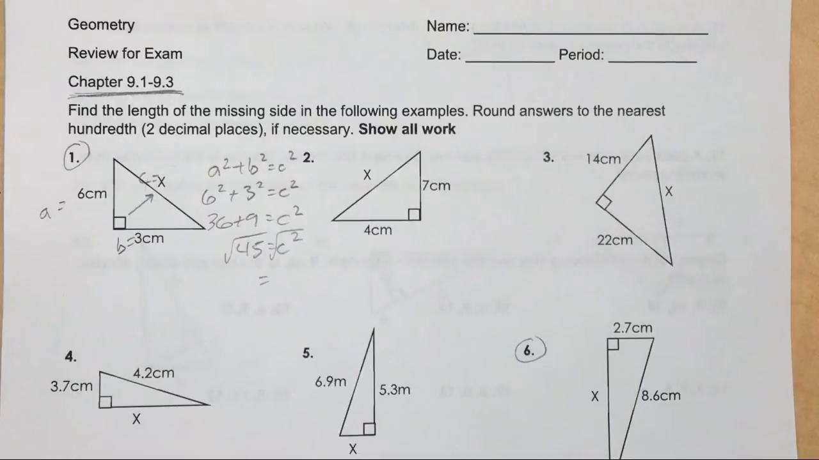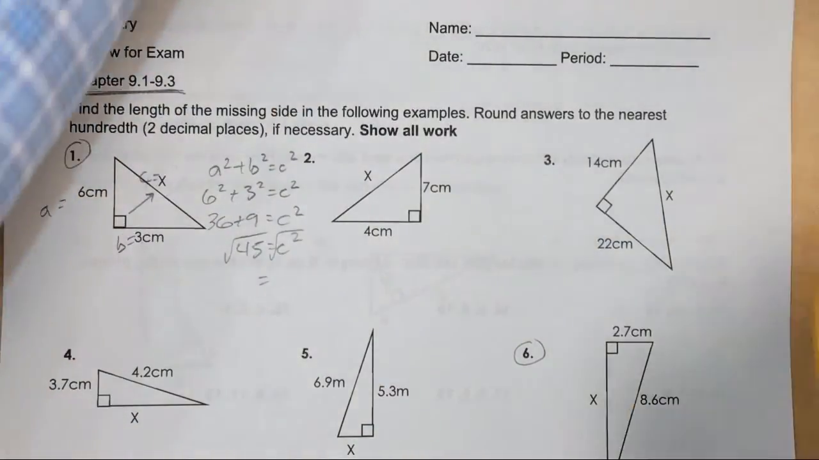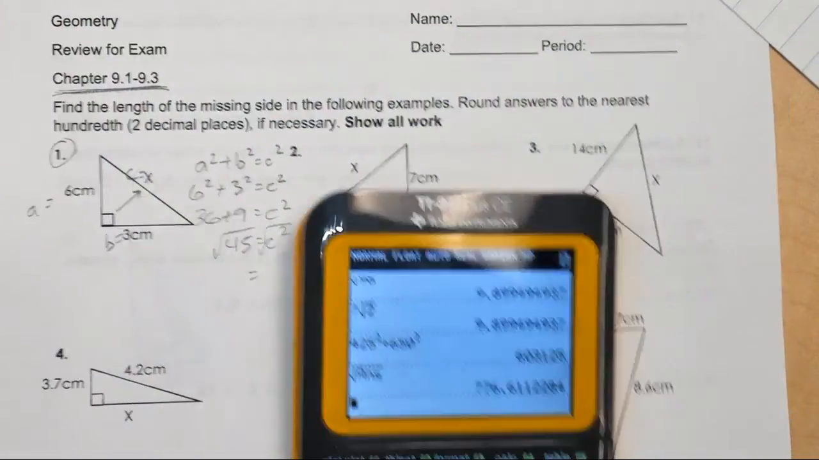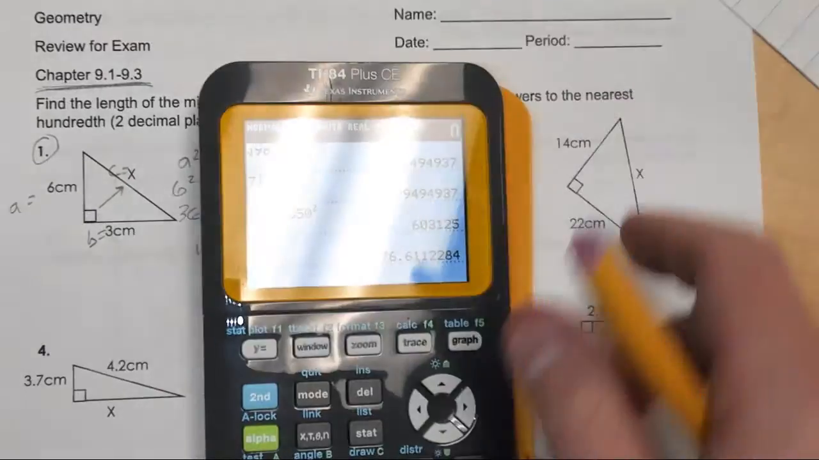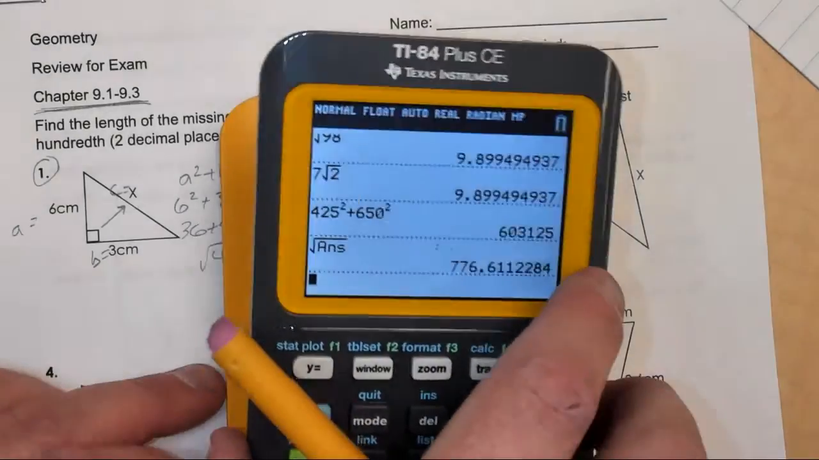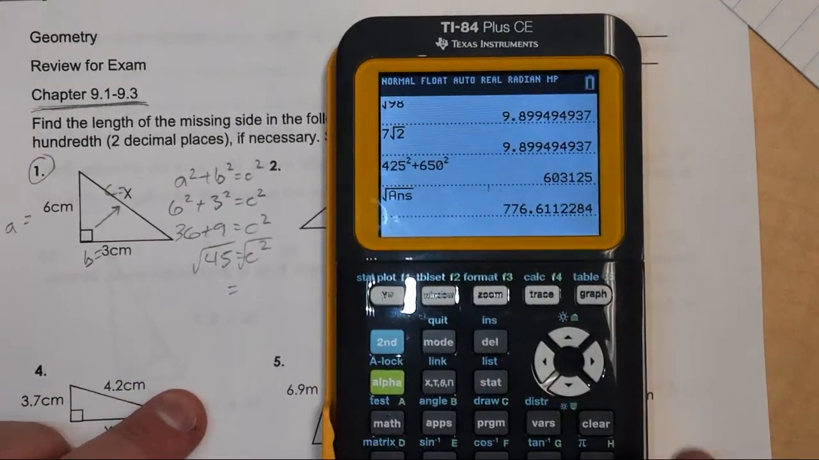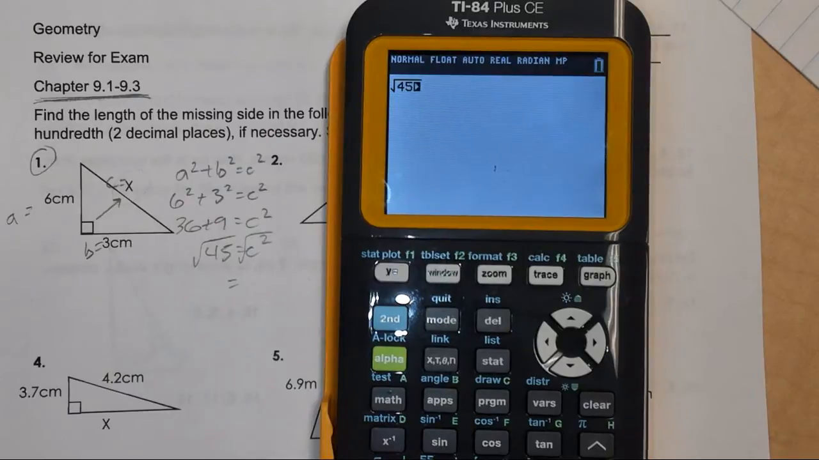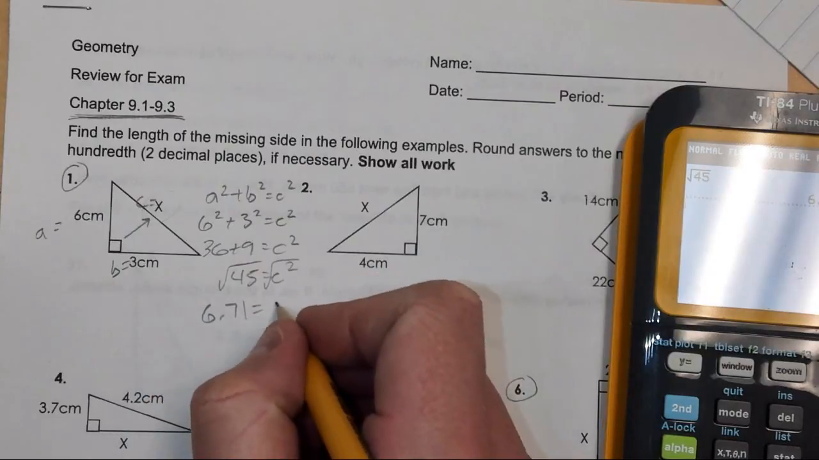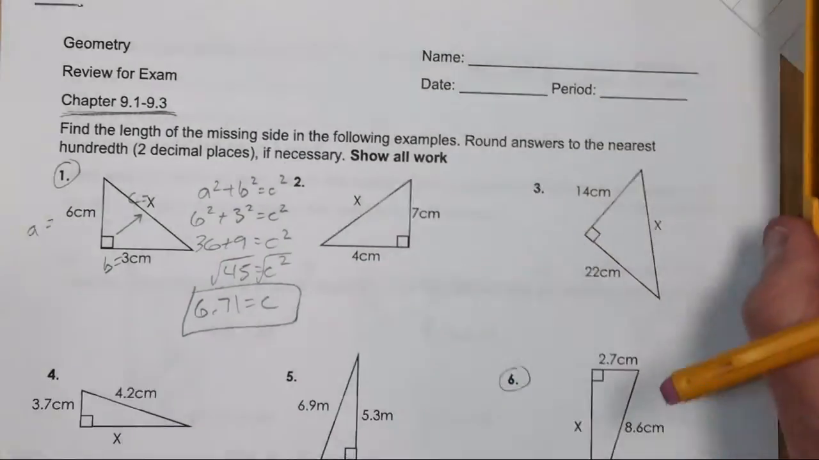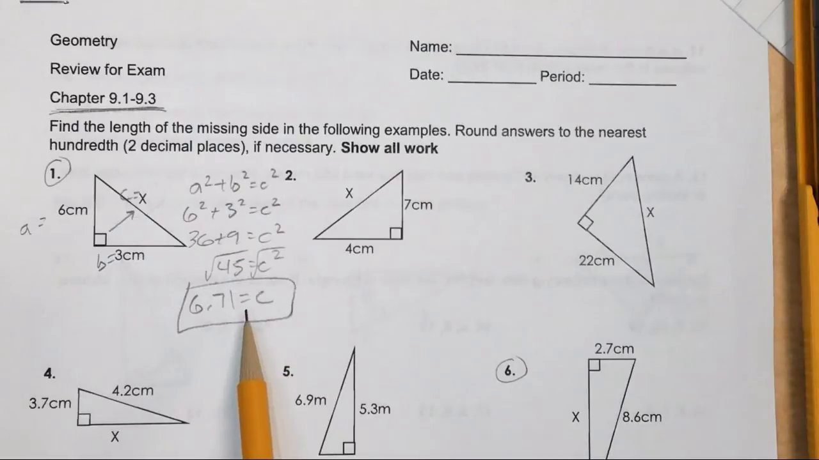So if I take a calculator, which I have in front of me, sorry, didn't know where I put that. Let me fix this as well so we don't get a glare. So we have the square root of 45. Our answer is going to be 6.71. The problem says to round it to 2 decimal places, so this becomes 6.71. 6.71 is your answer.